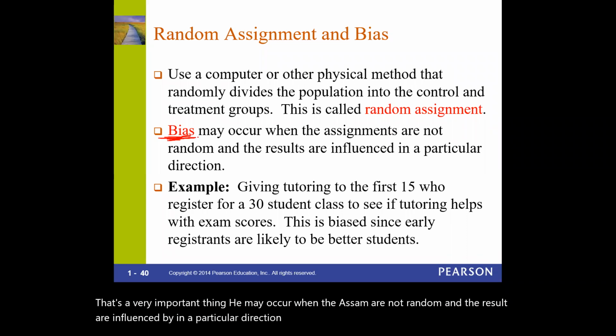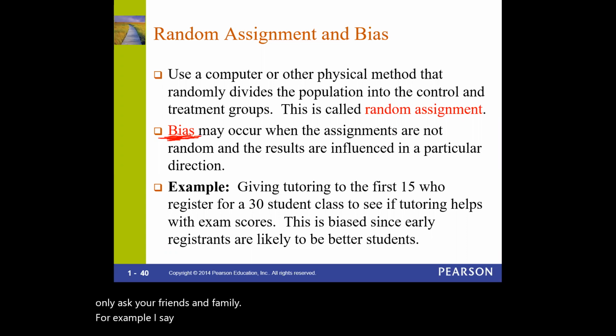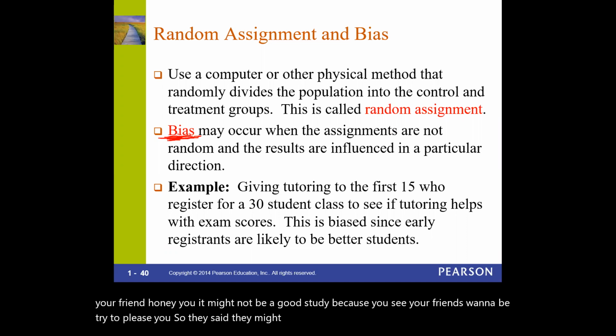Suppose I ask you to make a study, and you go and only ask your friends and family. For example, I say which political party do you like the most. If you just go and ask only your friends, it might not be a good study, because your friends want to try to please you. So the study might not be good. Something is influencing the study.